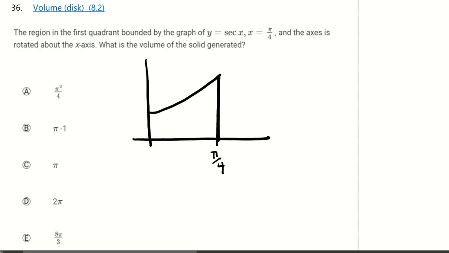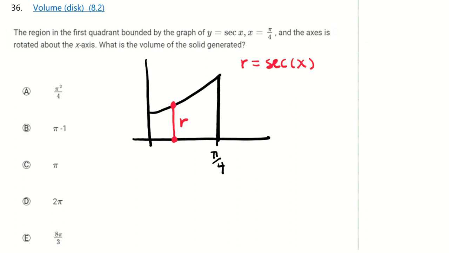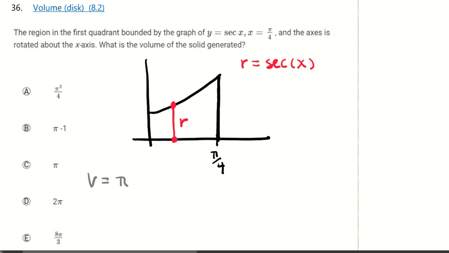They want to revolve this around the x-axis. So my radius will start at the axis of rotation, and it will reach all the way to the far edge of the region. That will be my radius. Radius is going to be top minus bottom. On top, y equals secant x, and on bottom, y equals 0. It's the x-axis. So I know that volume is going to be equal to the integral of pi r squared.